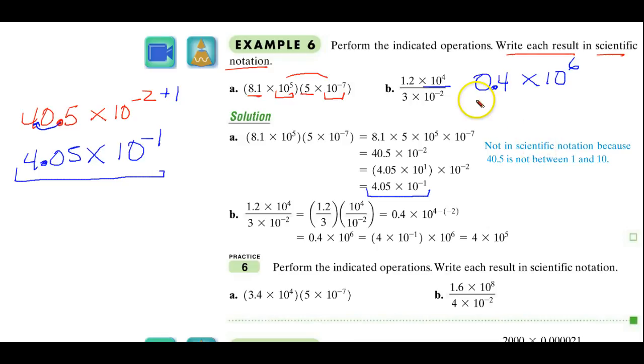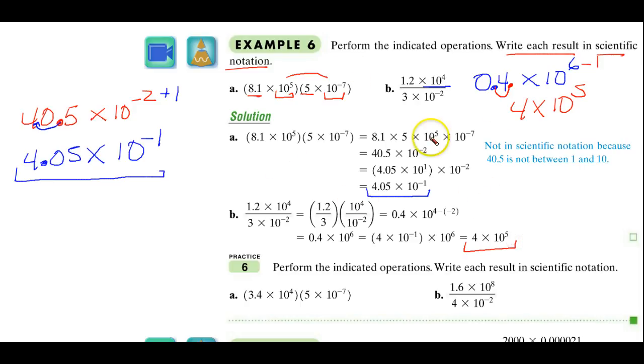But is this in scientific notation? Looks like it, but this number is not between 1 and 10. So we have to move the decimal place over one place. Moving it over one place to the right, we have to subtract 1 power of 10. And then this becomes 4 times 10 to the 5th power. Now this is in scientific notation.